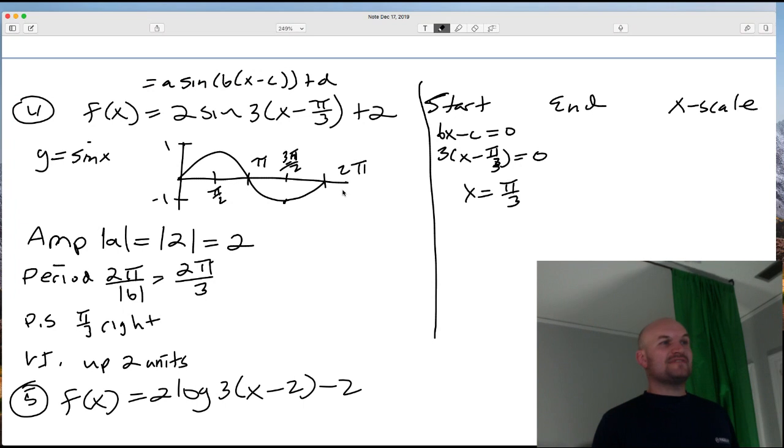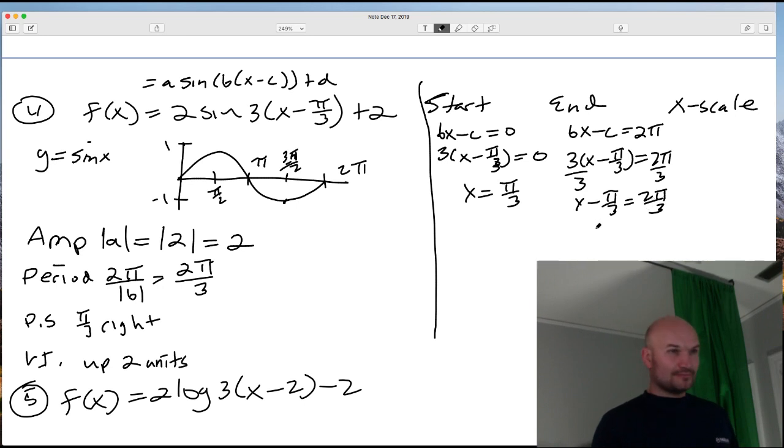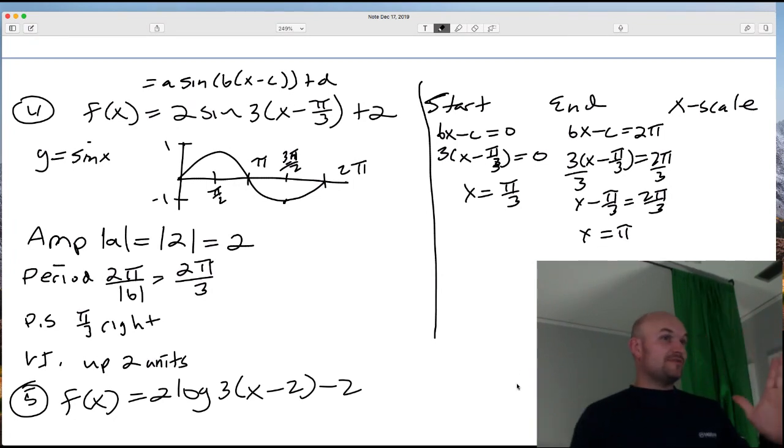The end, you can see the graph ends at 2 pi. So again, we're going to do the same thing. So it's bx minus c equals now 2 pi. So I'll do 3 times x minus pi over 3 equals 2 pi. Now in this case, I can't get away with that so easily, so I have x minus pi over 3 equals 2 pi over 3. Add a pi over 3, so x equals 3 pi over 3, which is equal to pi. So now you can see my graph starts at pi over 3 and ends at pi. Now the x scale is how often that graph is going to, like, where all these important points are.